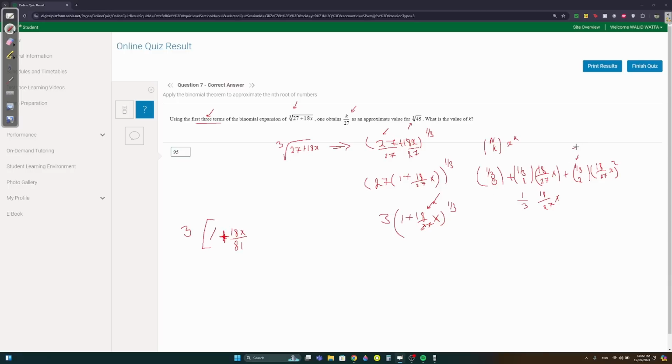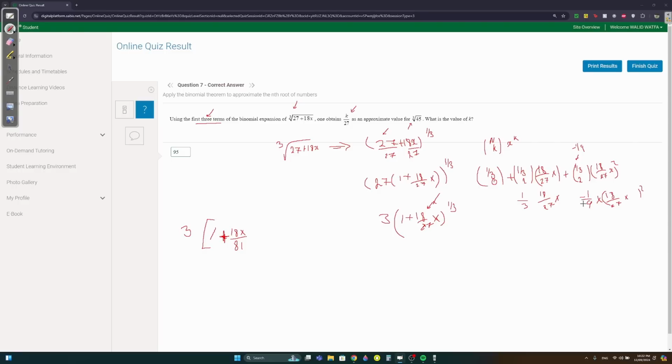So 1 over 3 c2 is minus 1 over 9. If you want to do it, do it. But I won't do it. You guys should know by now how to do these types of factorials. It's the same rule. So minus 1 over 9. Okay. Times 18 over 27 x squared.